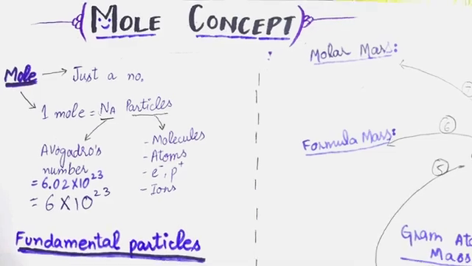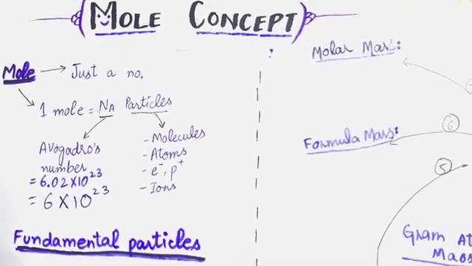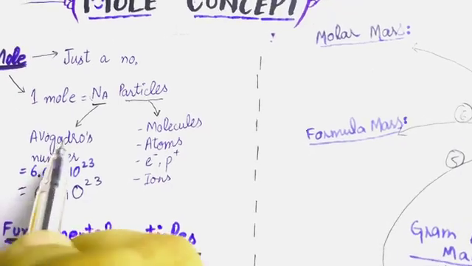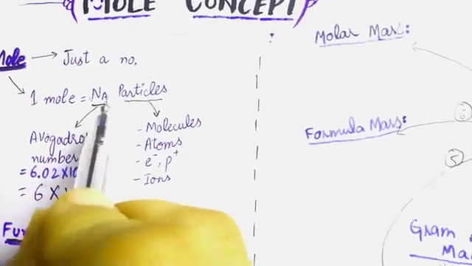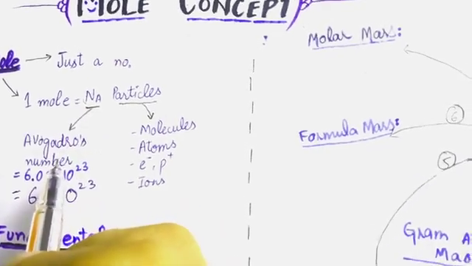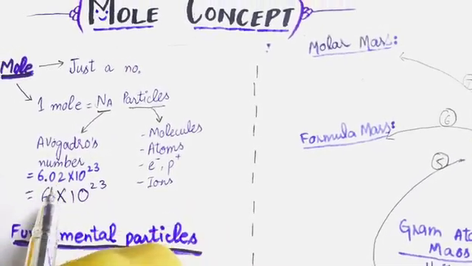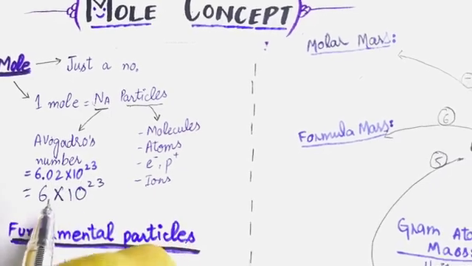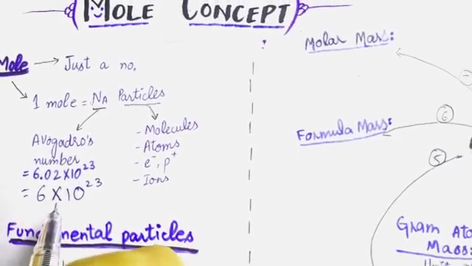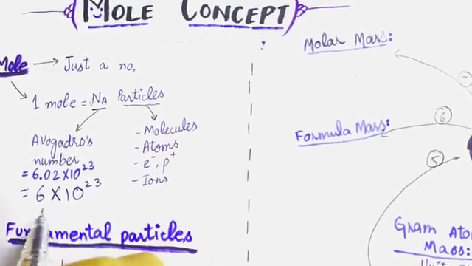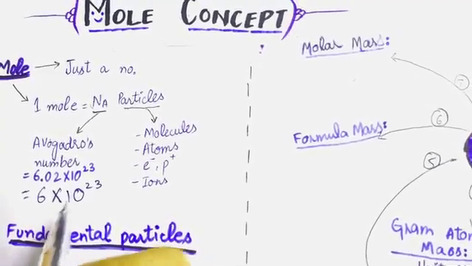Here is the first lecture of chemistry, mole concept. Mole is just a number, and 1 mole is equal to Na particles. Here Na is the symbol of Avogadro's number. The value of Avogadro's number is 6.02 multiply 10 to the power 23, which can also be written as 6 multiply 10 power 23. It is often used in numericals to simplify calculations.